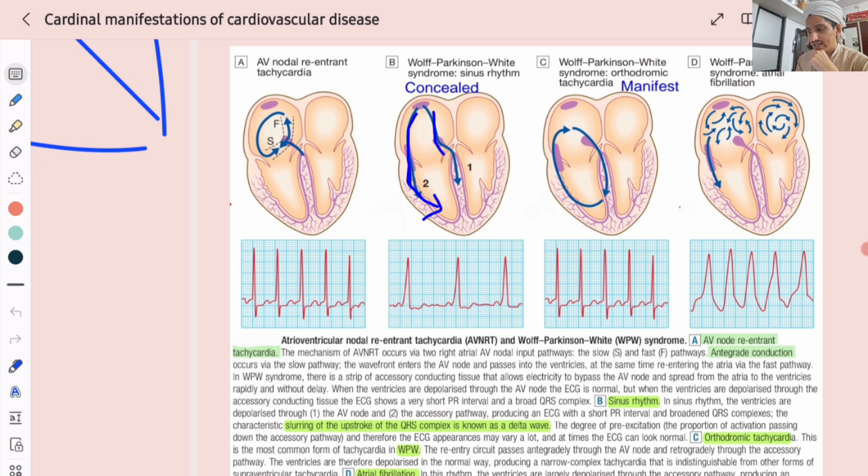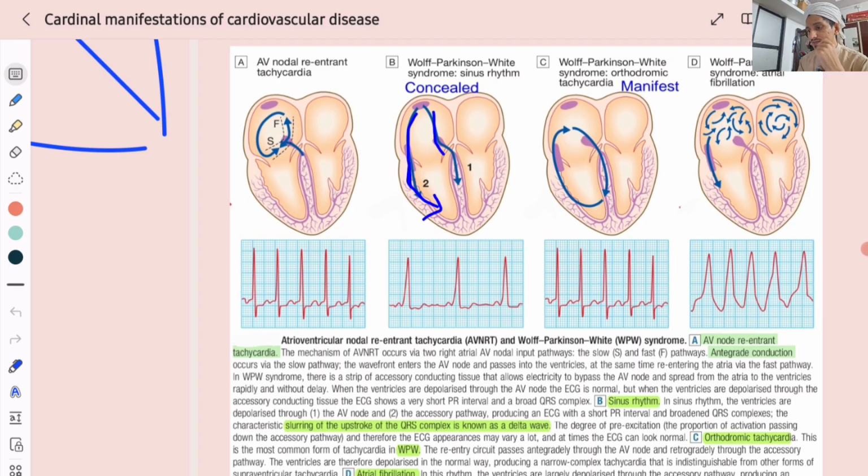In sinus rhythm, the ventricles are depolarized through the AV node and accessory pathway, producing an ECG with a short PR interval and broadened QRS complexes. The characteristic slurring of the upstroke of the QRS complex is known as delta wave. The degree of pre-excitation, the proportion of activation passing down the accessory pathway, and therefore the ECG appearances may vary a lot, and at times the ECG can look normal also.